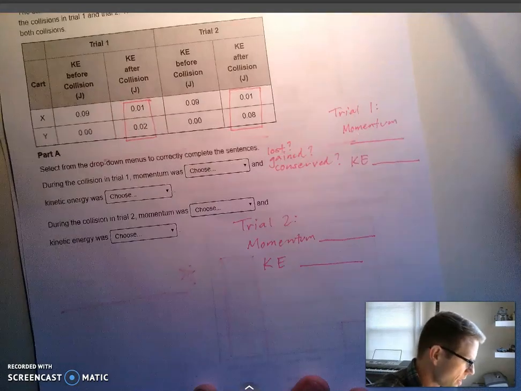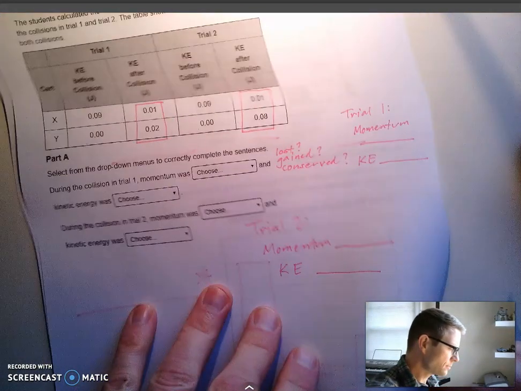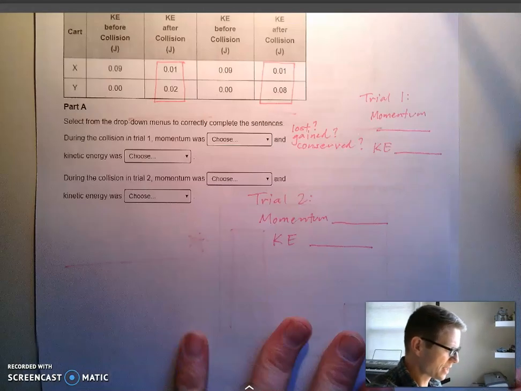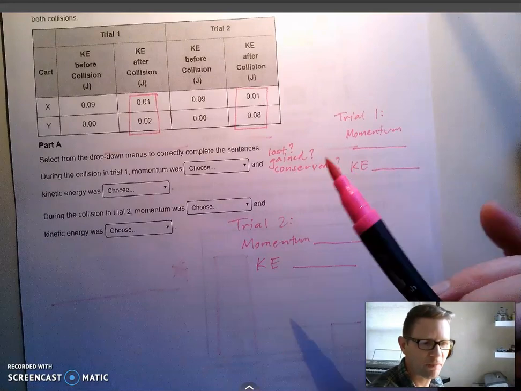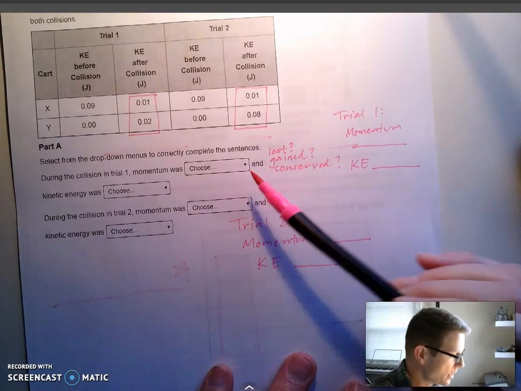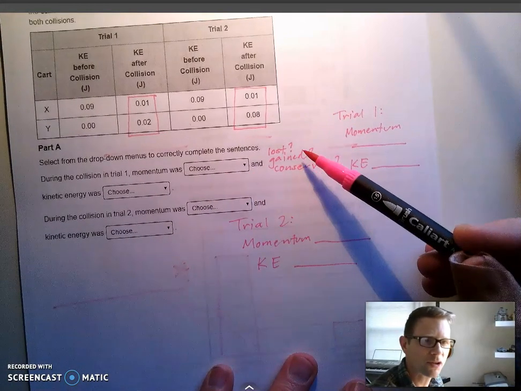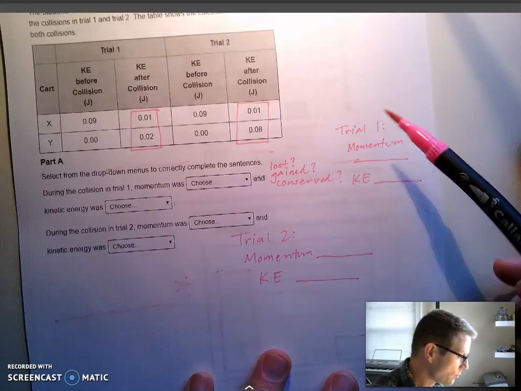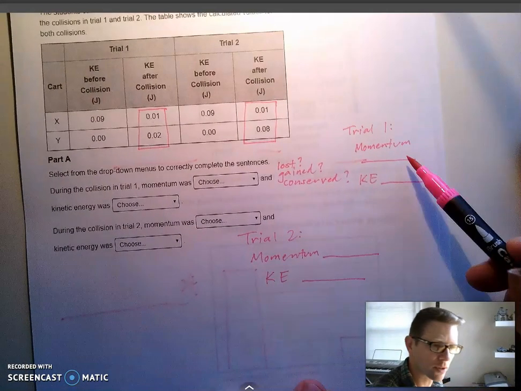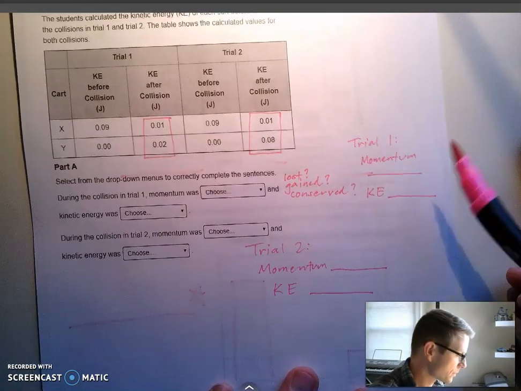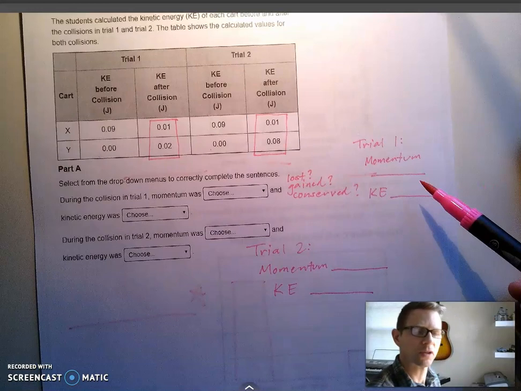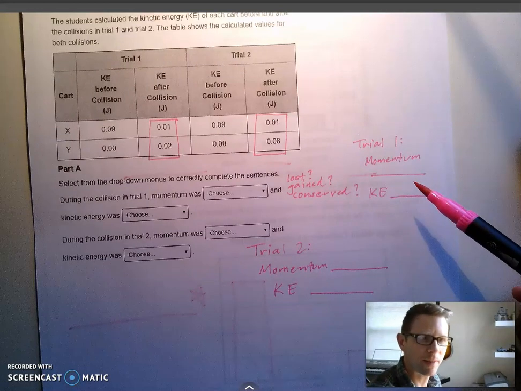So this one asked some questions where you can't really see the answer choices. And in class I said, all right, just try to fill it in like it was a fill in the blank. And I'm giving you some choices now. Lost or gained or conserved. In trial 1, momentum, the answer is conserved. It never loses momentum. Momentum can't be lost in a collision. The total momentum before is the total momentum after, so you can't lose any.